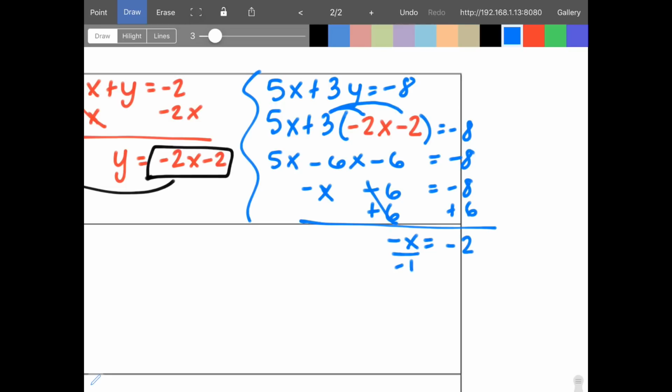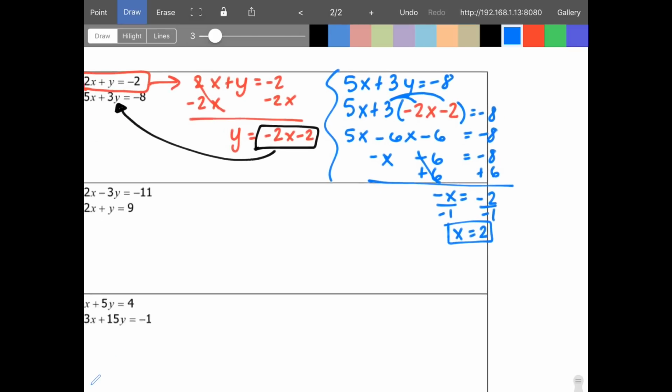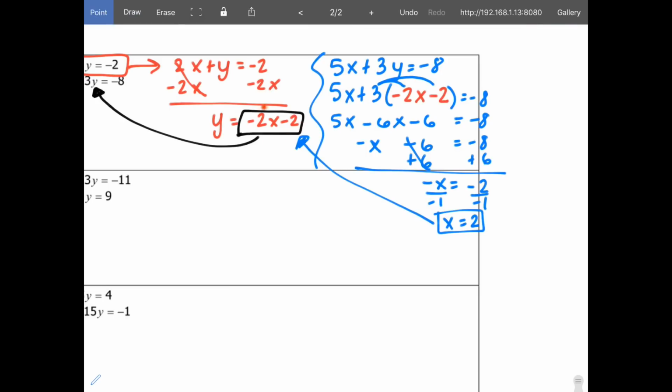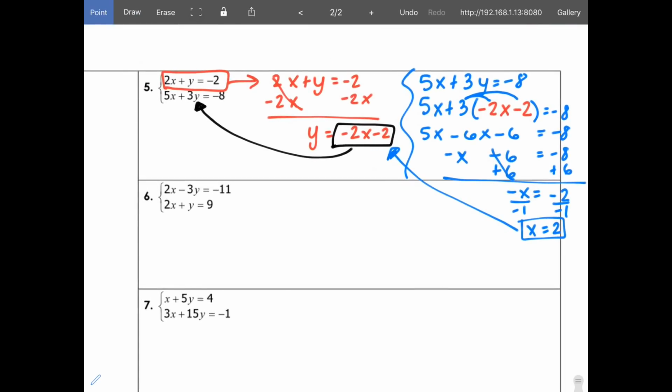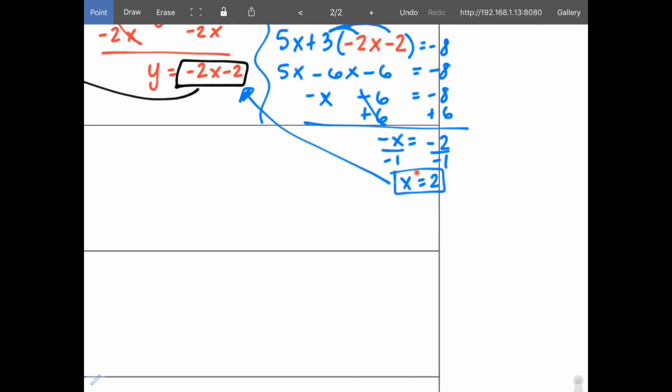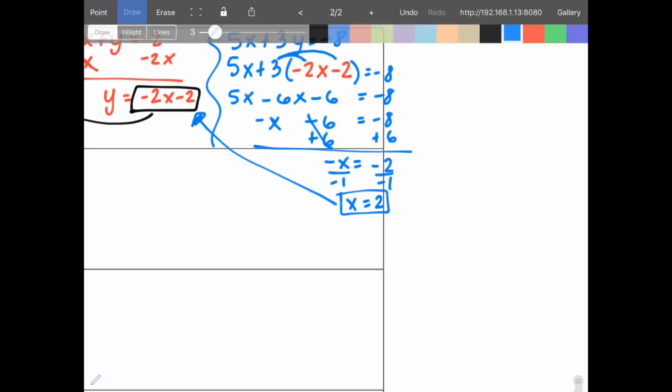Then I'm going to divide by negative 1 on both sides, and I have x equals positive 2. Okay. So which one do you think is easier to plug in? I'm going to say it's probably easier to plug it into this equation, right? You can plug it into any one. You can plug it into this equation, this equation, or this equation. But we just need to plug in 2 for x, okay?